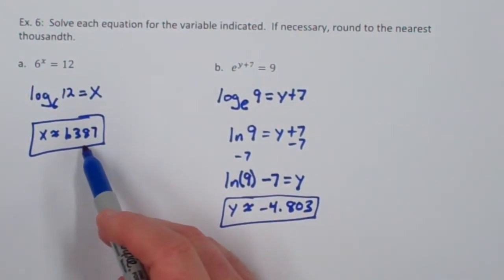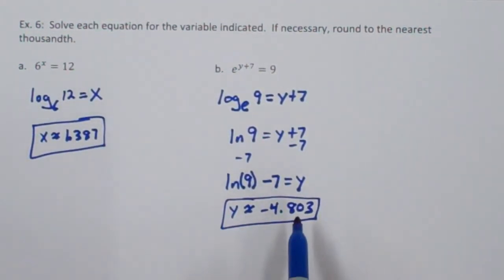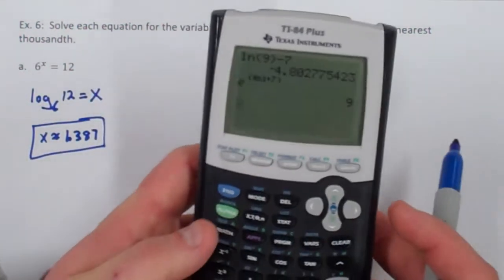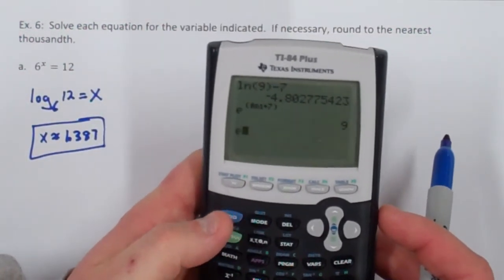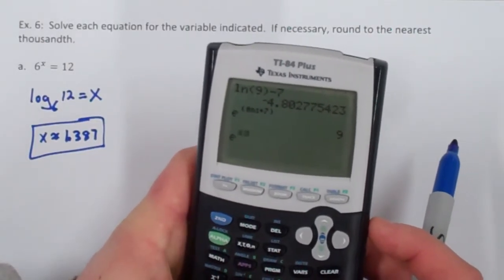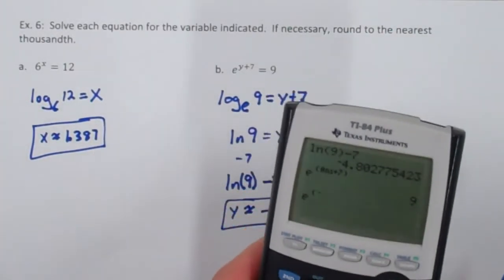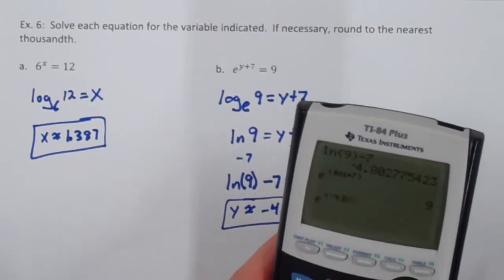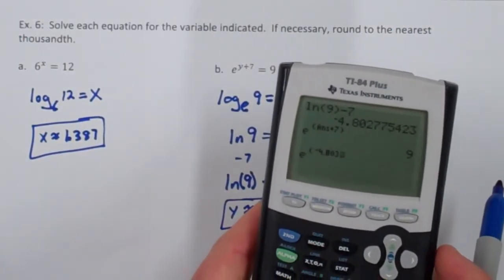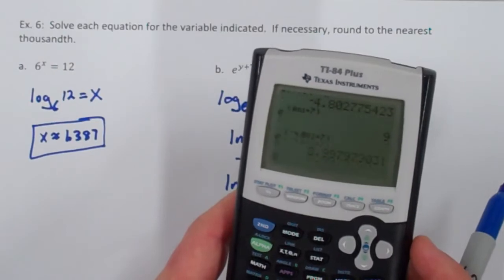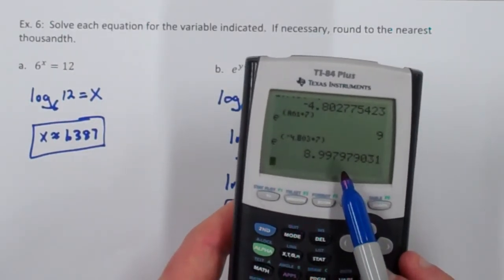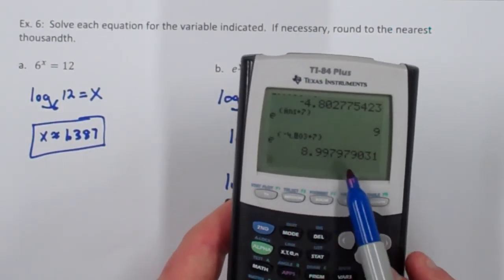You definitely could have done the same thing here. If you use a rounded value in your checking, you can do that. Maybe if you lost track of this. Let me show you real quick what will happen here if you do that. So we've got negative 4.803, and that's going to be plus 7. You can see that we don't get 9, but we get something very, very close to 9.